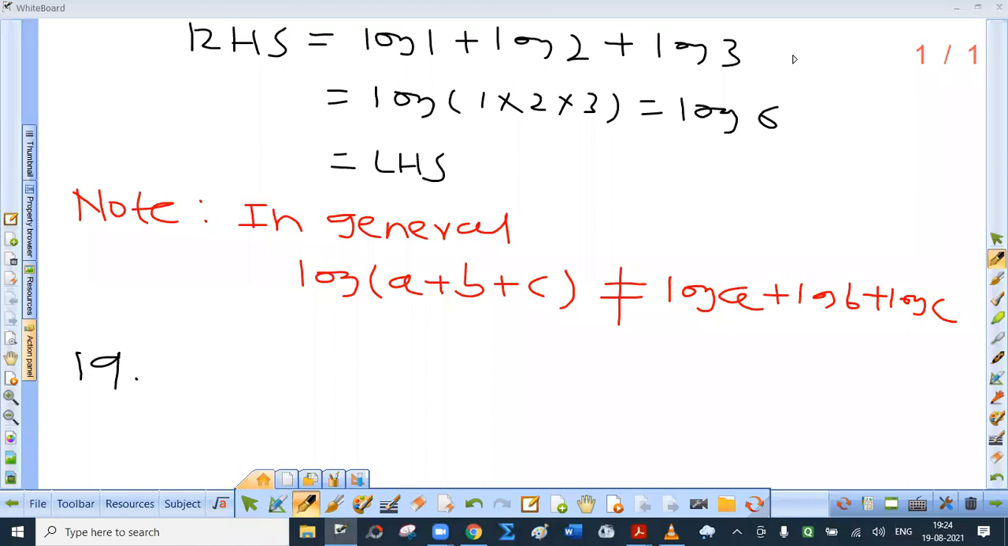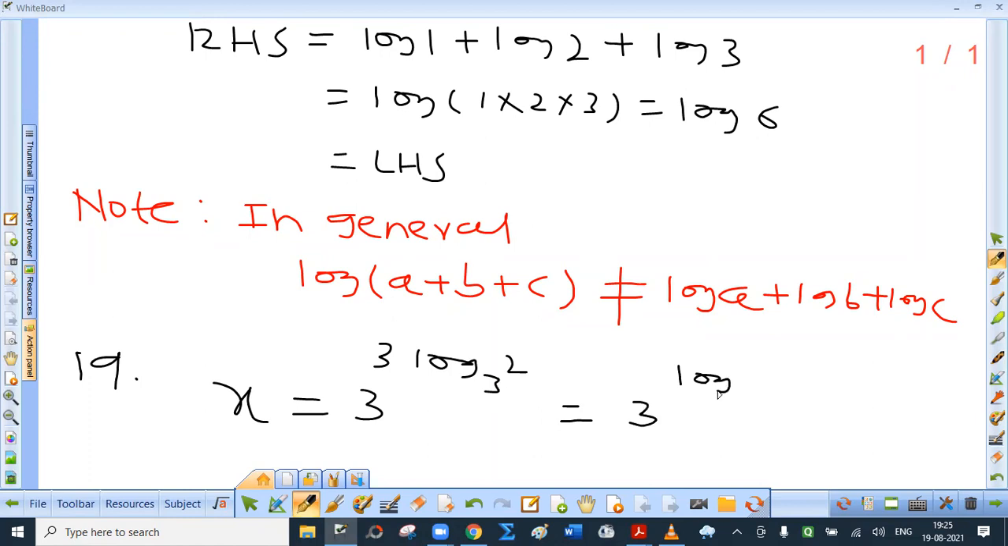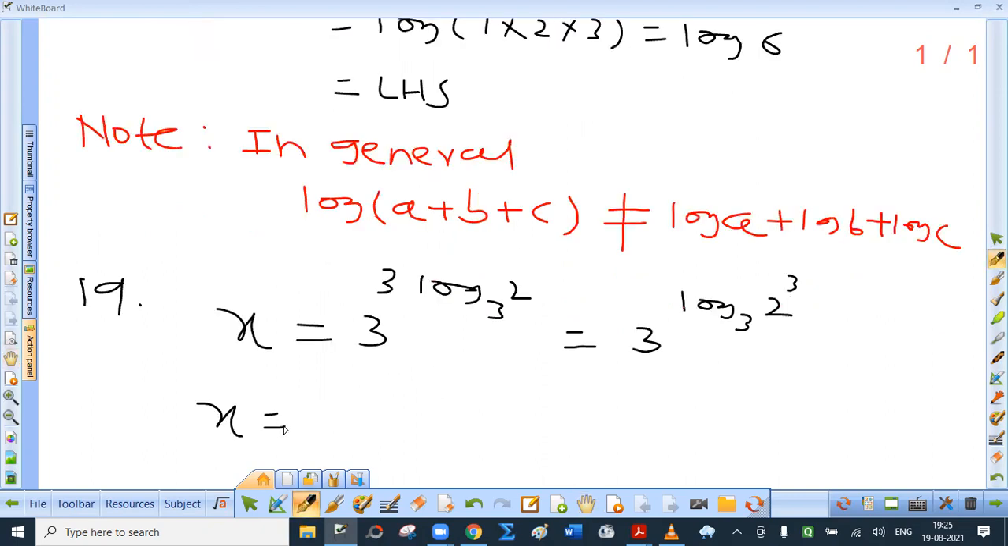Yes, find x if x is equal to 3 raised to 3 log 2 to the base 3. Okay, this is sum number 19, right? Yes. What is x? It is 3 raised to 3 log 2 to the base 3. That is 3 raised to, what is n log m? Log of m raised to n. So log of 2 cube to the base 3. Now we have already proved this. I can directly say this gives me x equal to 2 cube, that is 8.